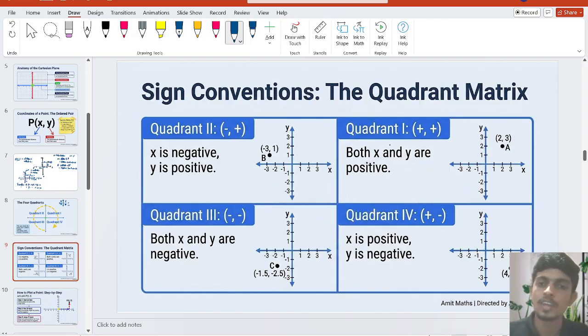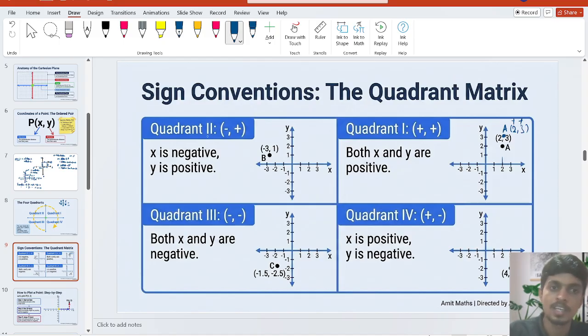If in the first quadrant both x and y are positive, means if the point has both x and y positive, it lies in the first quadrant. Suppose this example is 2, 3. Jump to 2 first on the x-axis and jump to 3 on the y-axis. This is 2 comma 3, so point A is here. I hope it is clear to you. This lies in the first quadrant because both are positive.